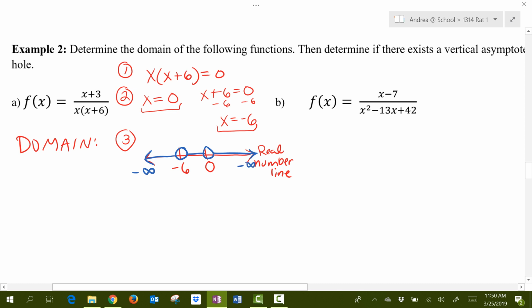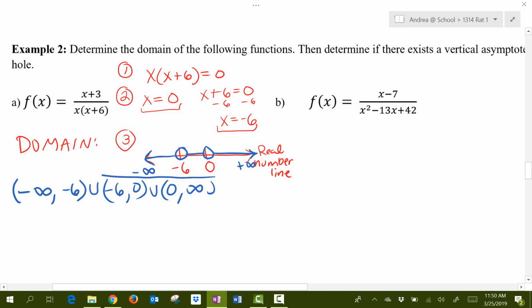So our domain will be from -infinity all the way to -6, not including -6, and then again from -6 to 0, and then again from 0 to positive infinity. We'll put union symbols everywhere we have gaps on our number line, and this becomes the domain of our rational function.